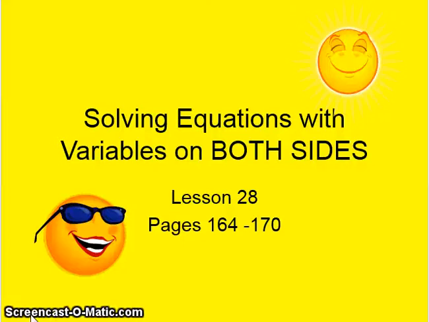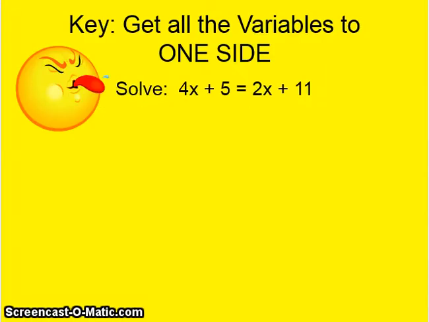This lesson is on solving equations with variables on both sides. It's lesson 28 in your book on pages 164 through 170. When you have an equation with variables on both sides of the equal sign, the key is to get all the variables to one side, and we're going to do that using opposite operations.